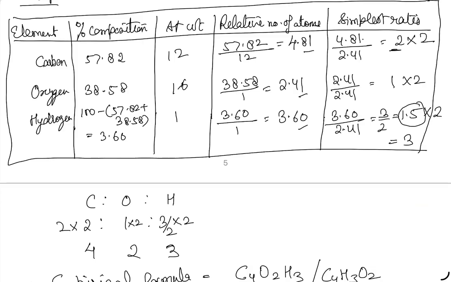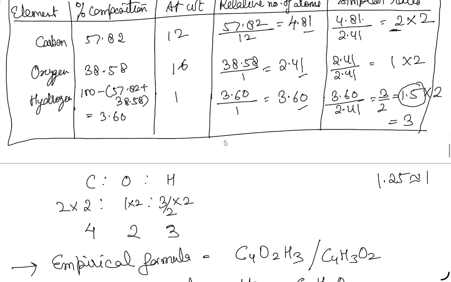But suppose you are getting 1.25, you can't take it as close to 1. You have to multiply by a number to get the nearest whole number. So 1.25 is always to be multiplied by 4. Remember, whenever you are getting 1.25 or close to that, you will multiply it by 4.